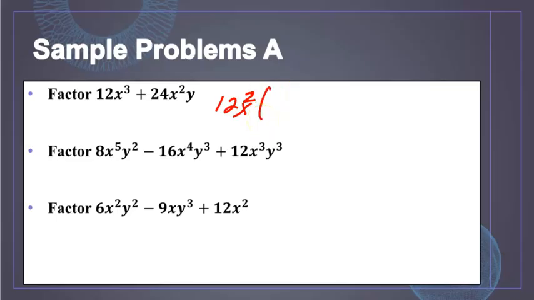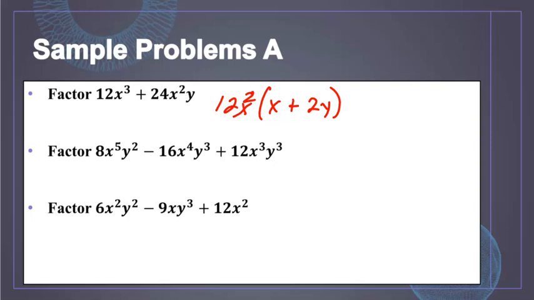Now what would I have left in the parentheses if I factor that out or divide that out? Well, 12 divided by 12 is 1. X cubed divided by x squared is x. Put my plus sign down. 24 divided by 12 is 2. X squared divided by x squared is 1. And then I need my y. So factored would be 12x squared times parentheses x plus 2y. And if I were to distribute, 12x squared times x is 12x cubed. 12x squared times 2y is 24x squared y.